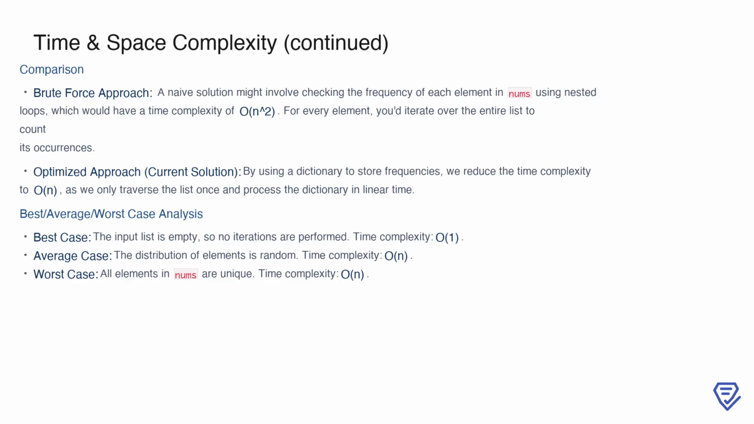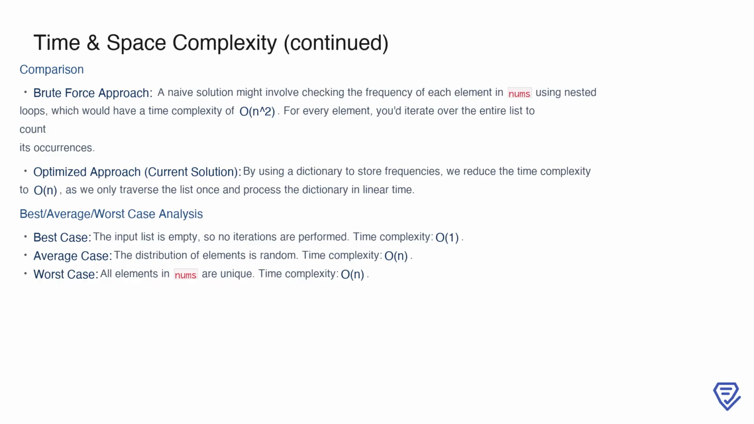To gain further insight, let's compare this optimized approach with a brute force method. In a naive solution, you would need to check the frequency of each element in nums using nested loops, leading to a time complexity of O(n²). This is because, for each element, you would iterate through the entire list to count its occurrences. In contrast, our optimized approach leverages a dictionary to store frequencies, allowing us to calculate the solution in linear time, or O(n). This significant improvement is achieved by traversing the list only once and processing the dictionary in O(k).